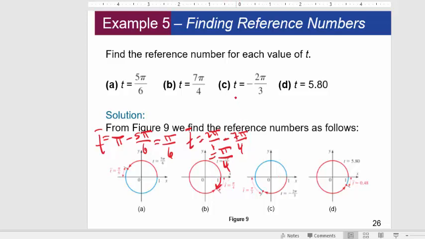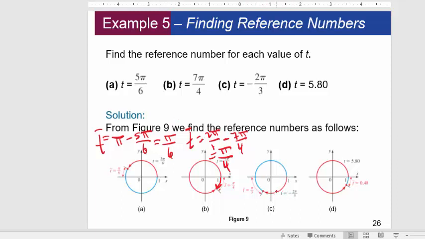And then for negative 2 pi over 3, well, in this case, it's a little bit different because this is a negative angle. So negative 2 pi over 3. This one is a little bit different. So what we can do, if we want, I mean, this probably isn't the easiest way to do it, is turn it into a positive angle.